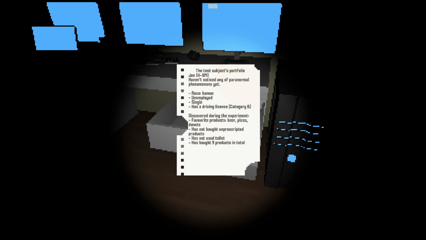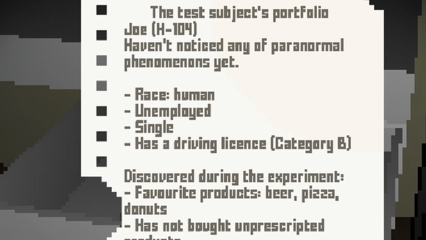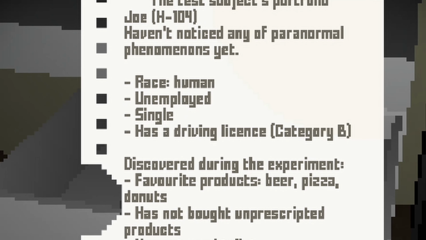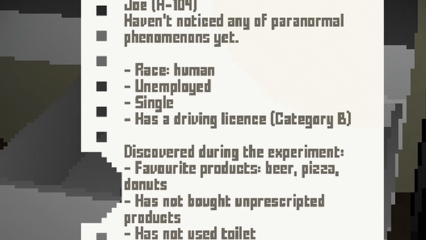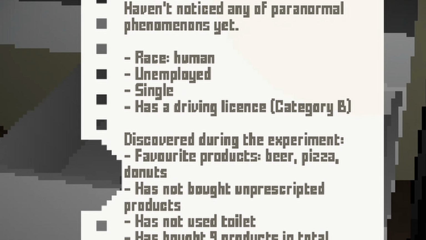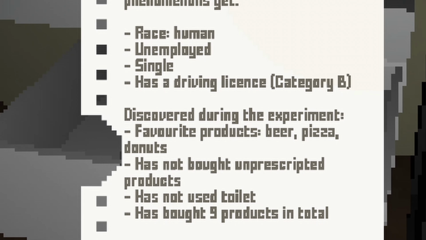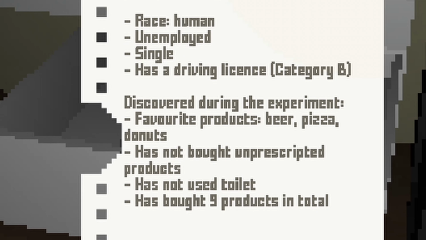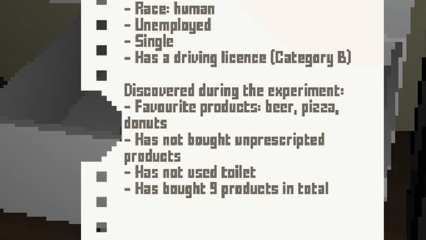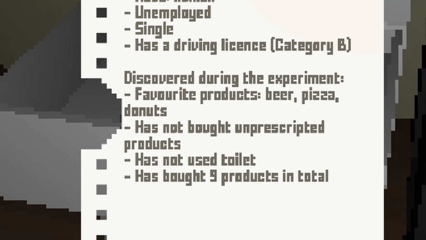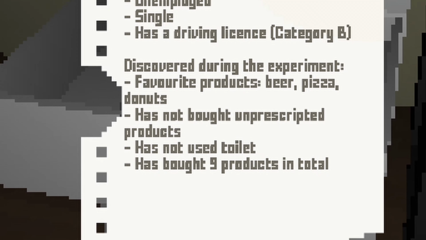Really proud of you. The test subject's portfolio, Joe H104. Haven't noticed any of the paranormal phenomena yet. Race, human, unemployed, single, has a driving license. Discovered during the experiment, favorite products: beer, pizza, donuts. Has not bought unprescribed products. Has not used toilets. Has bought 9 products in total.